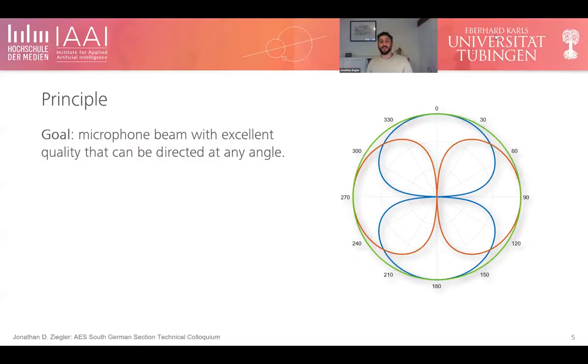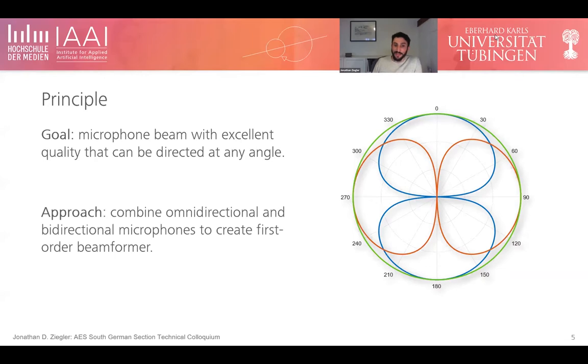In this case, our goal is to create a single microphone beam with excellent quality that can be directed at any angle. The way we do this is we combine omnidirectional and bidirectional microphones to create this first order beamformer. On the right hand, you can see this overlay of three microphone polar plots. The green line indicates the omnidirectional microphone, which is equally sensitive in all directions. And the red and the blue are the two figure of eight or bidirectional microphones with their clear defined rejection areas where the microphone is much less sensitive than from the target directions.